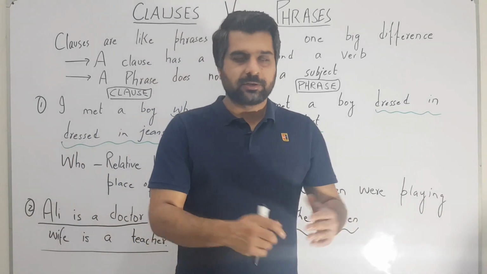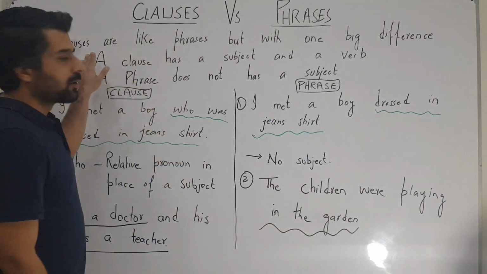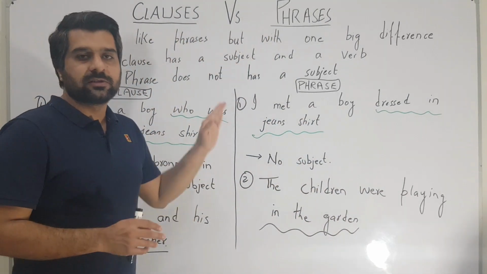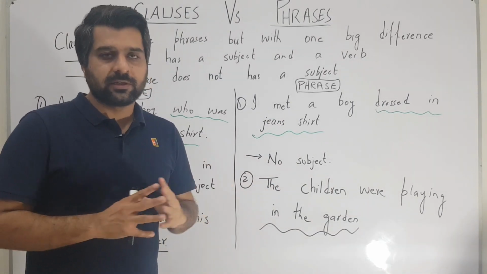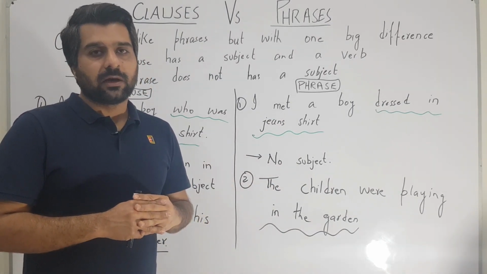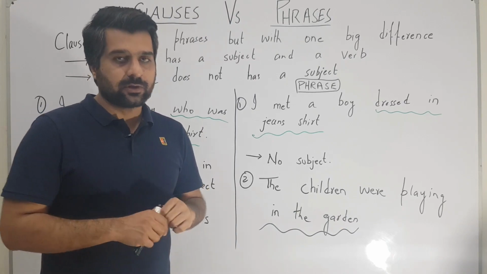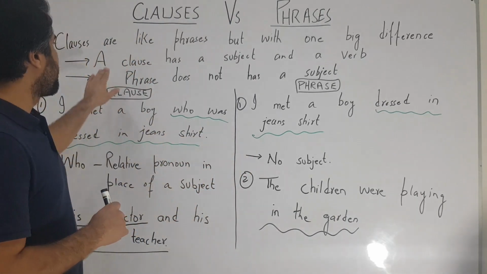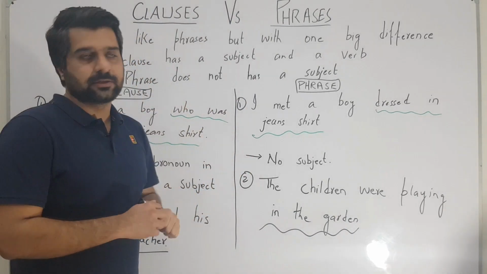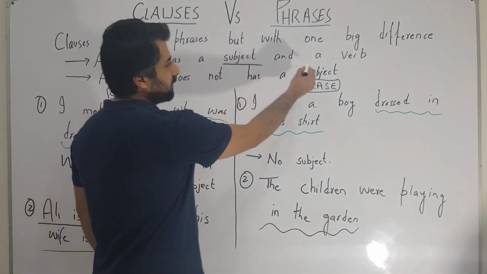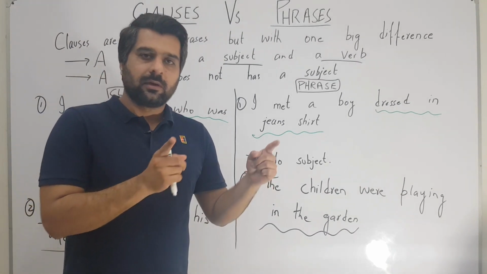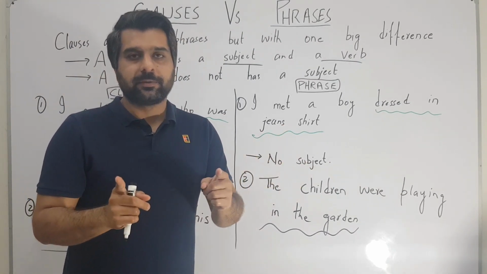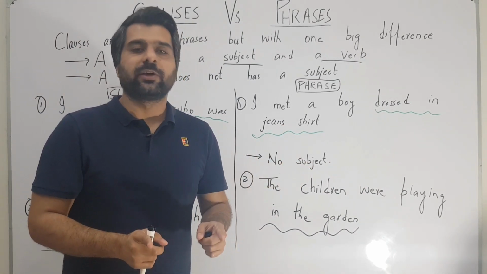So let's start. Clauses are basically like phrases, but there is one basic difference between a phrase and a clause, and the difference is that a clause has a subject and a verb. All the clauses, dependent or independent, have a subject of their own.